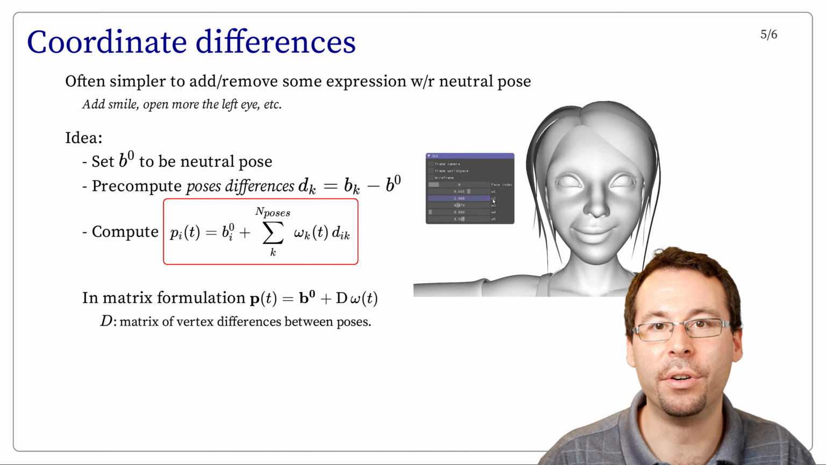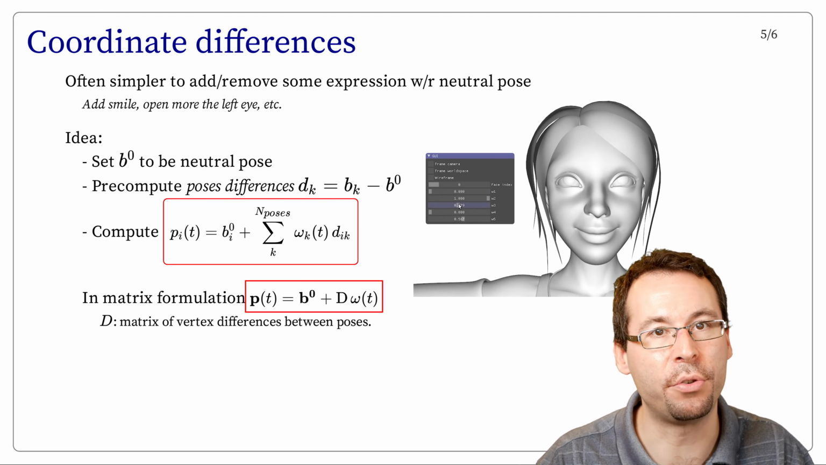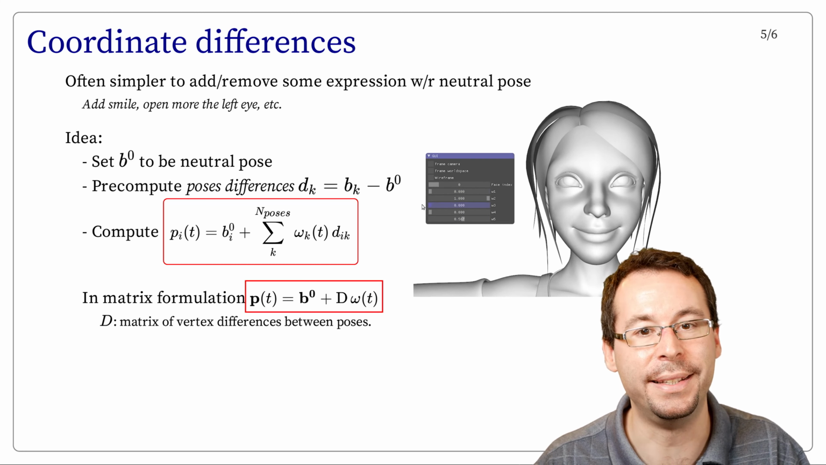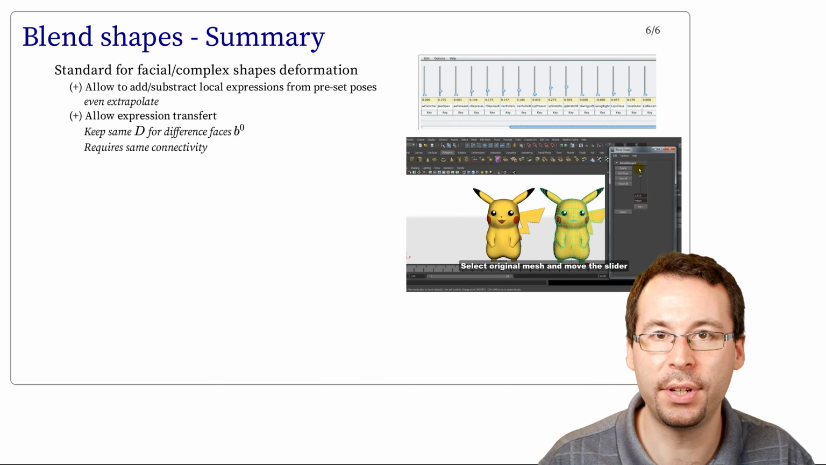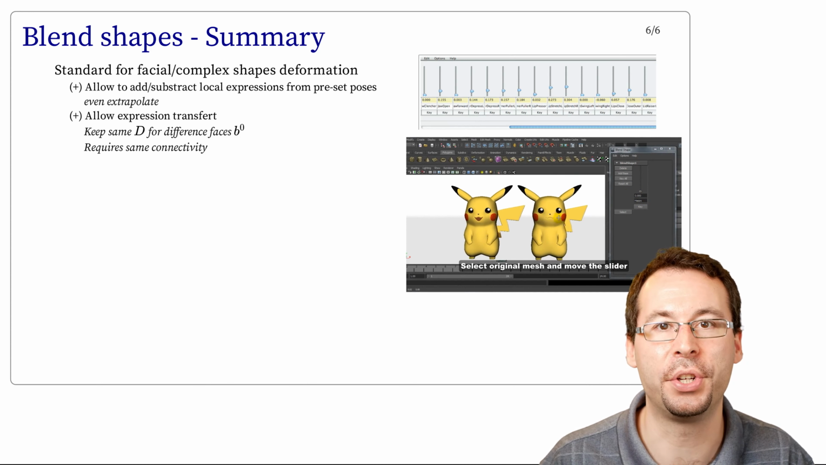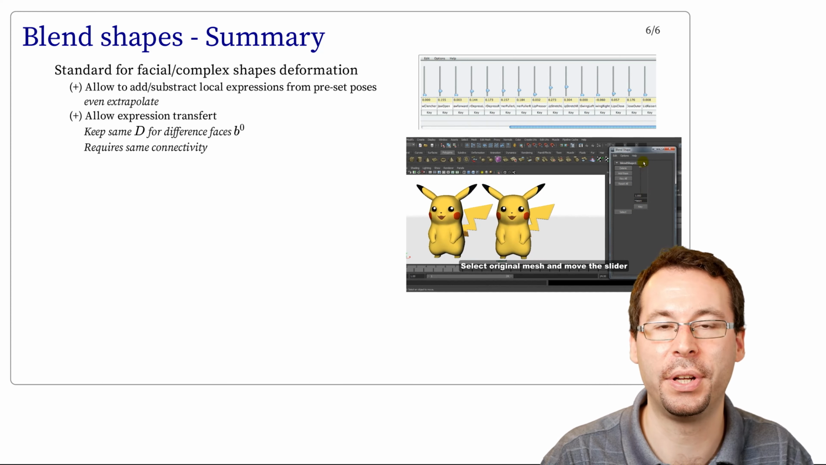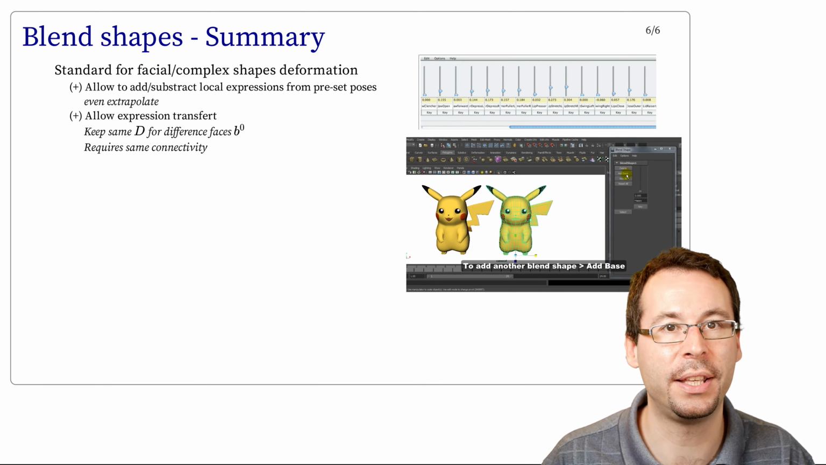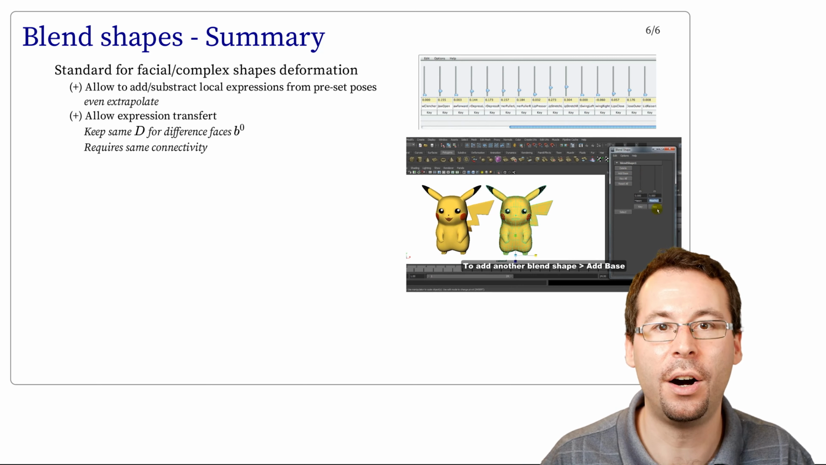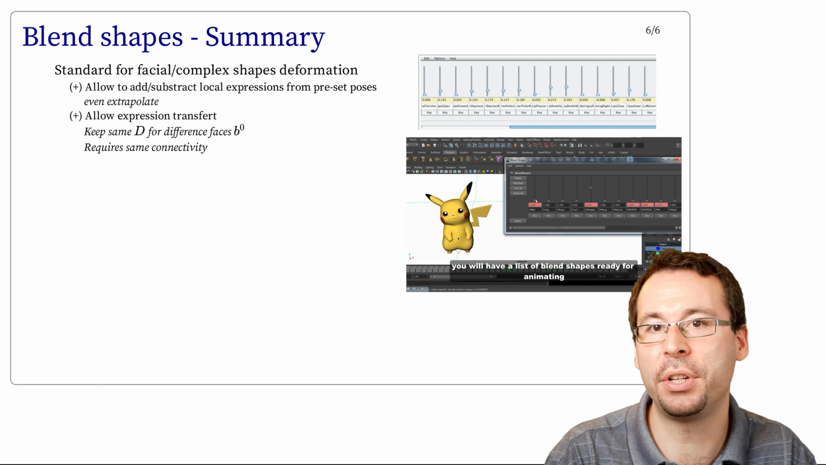Also, we can finally note that this relation can also be expressed in matrix form, with this time a tall matrix of position differences D. As a summary, blend shape is the standard approach for modeling facial deformation, and it can also be used to model general shape deformation. It allows to add or subtract local expression given by preset poses, or even extrapolate these. It even allows expression transfer.